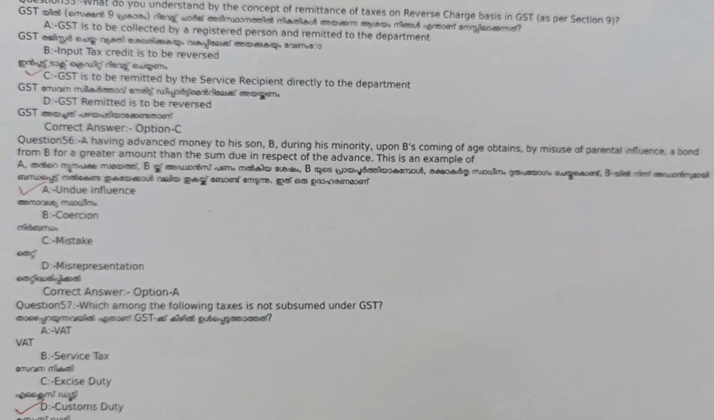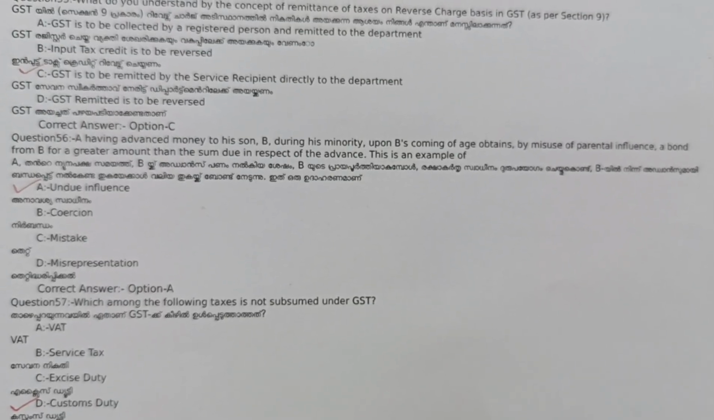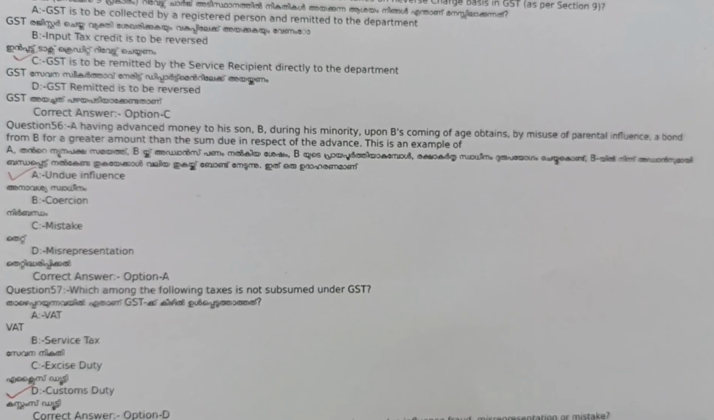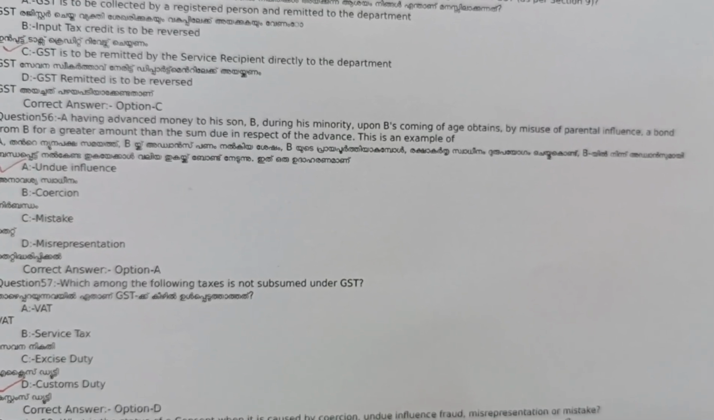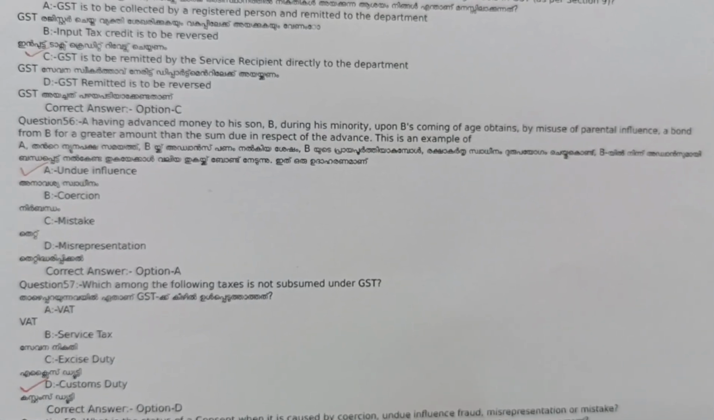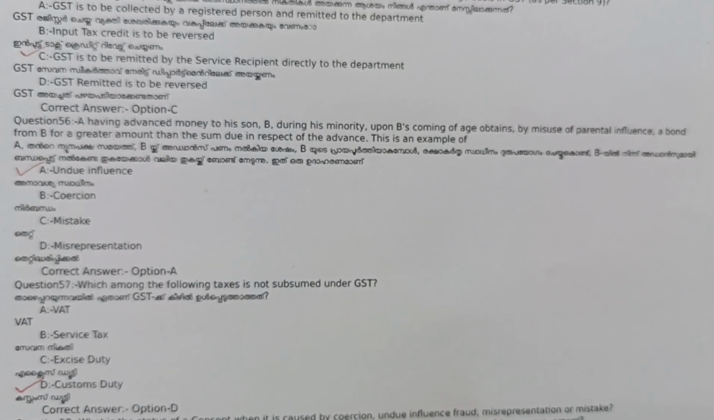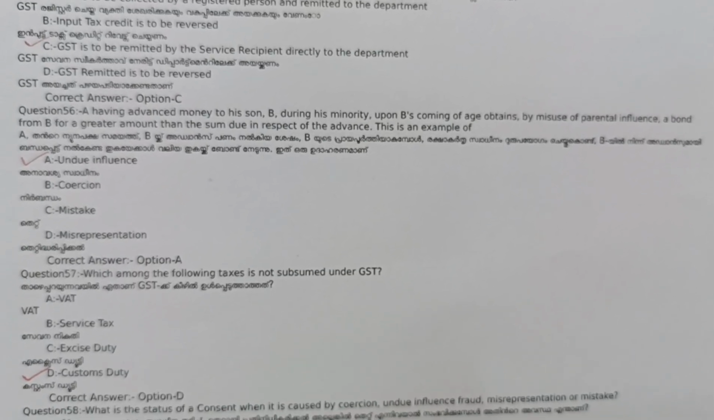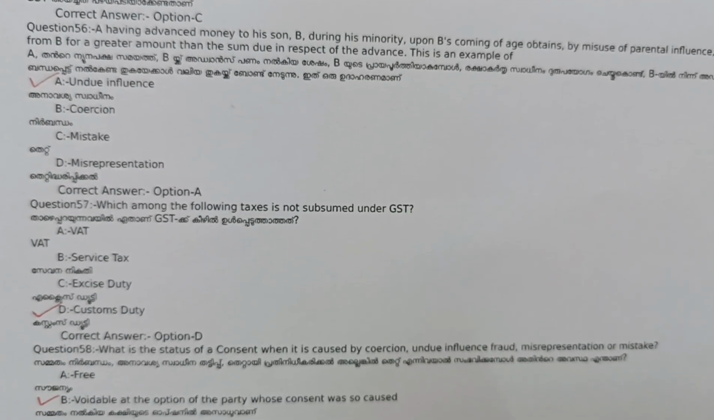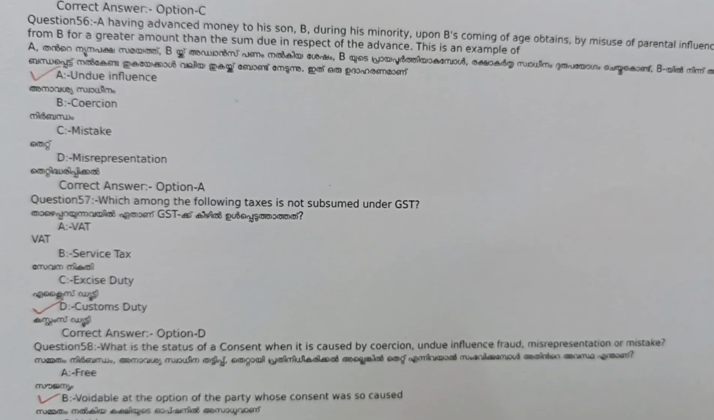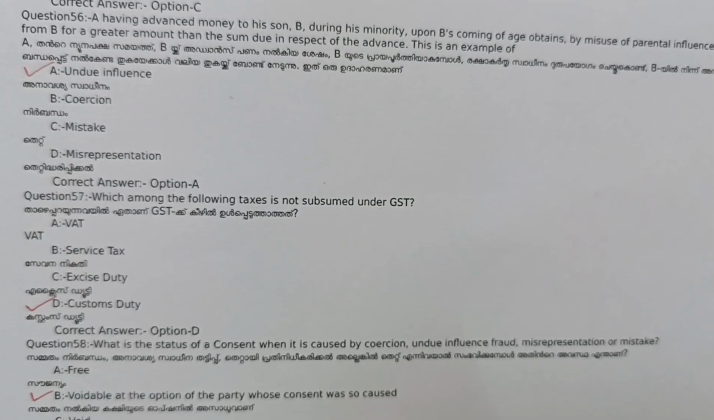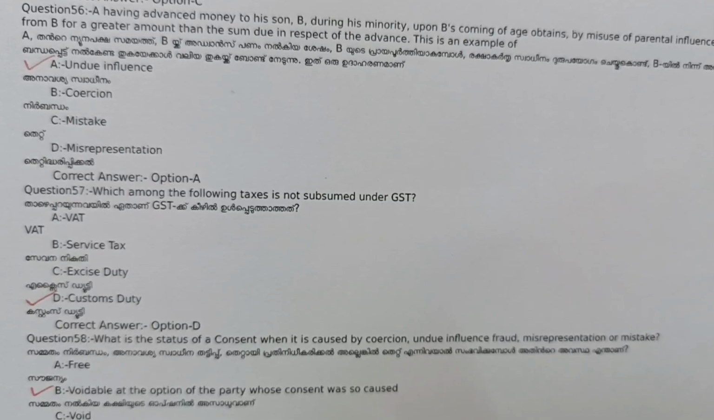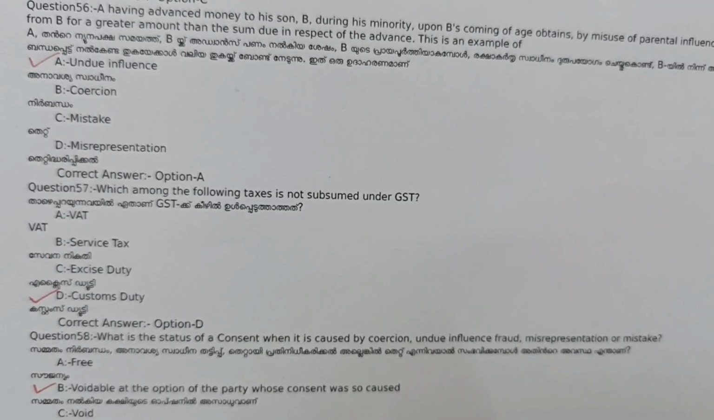Question number 56. A having advanced money to his son B during his minority, upon B's coming of age obtains by misuse of parental influence a bond from B for a greater amount than the sum due in respect of the advance. This is an example of, answer, undue influence. Question number 57. Which among the following taxes is not subsumed under GST? Answer, customs duty.